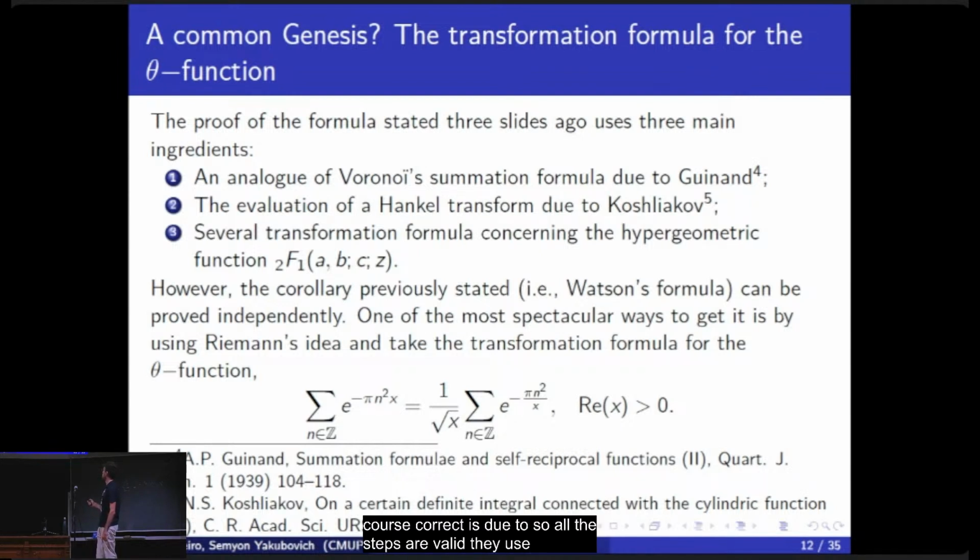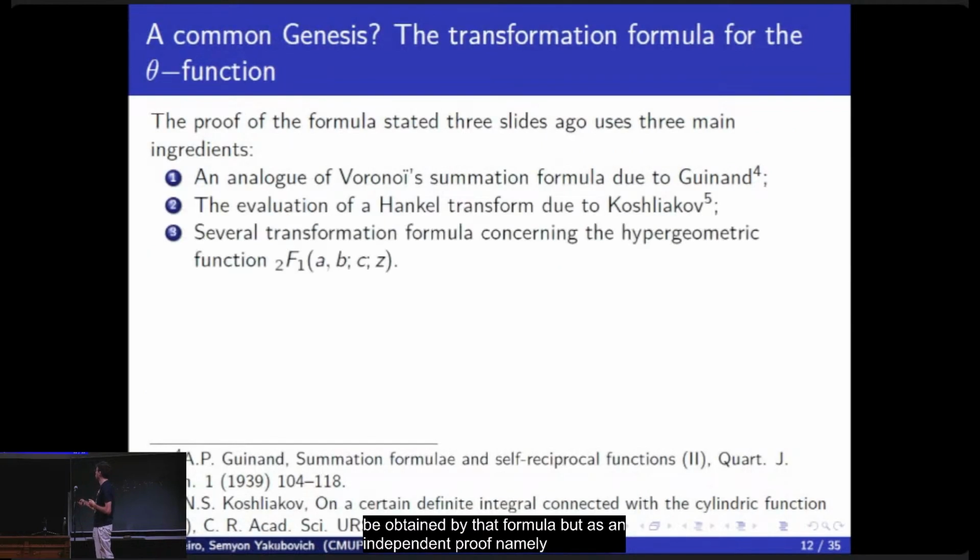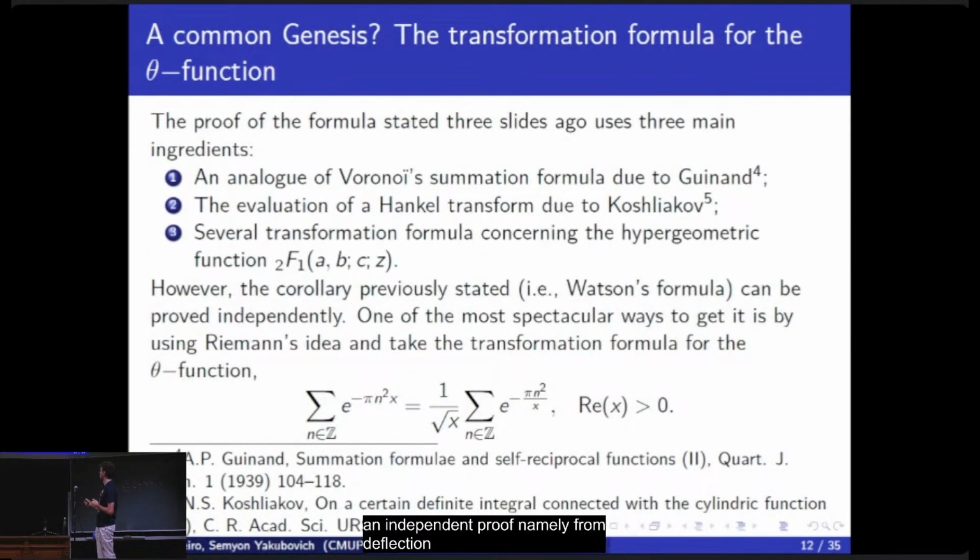They use evaluation of a Hankel transform due to Koshliakov, which is also kind of difficult. And they use several transformation formulas for the hypergeometric function, which are not very easy to use. They use simultaneously several transformation formulas. But in fact, the corollary previously stated, this one here, Watson's formula, can be obtained from their formula, but also by an independent proof, namely from the reflection formula for the theta function.